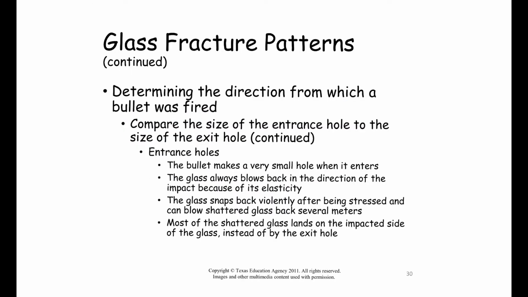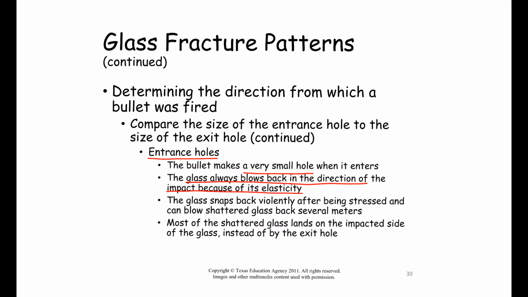Okay, still talking about entrance and exit holes. This time we're focusing in on the entrance holes. So the bullet always makes a very small and neat hole wherever it enters. And again, it doesn't matter what the material is. The glass is normally going to be blown back in the direction that the bullet is traveling because it's elastic. So the glass always blows back in the direction of impact because it's elastic.